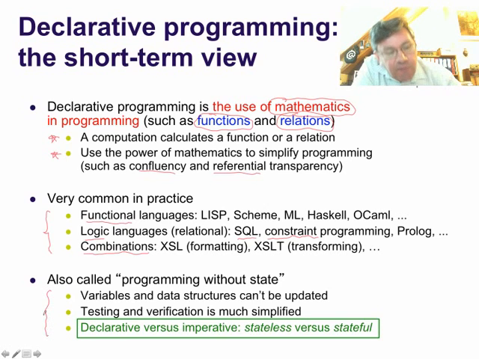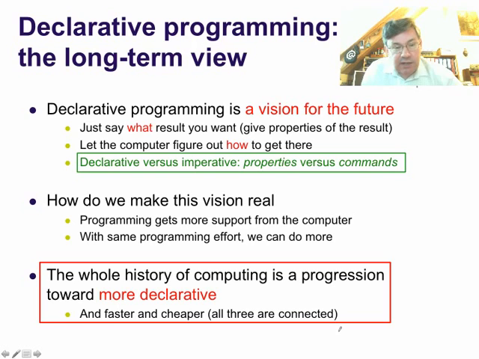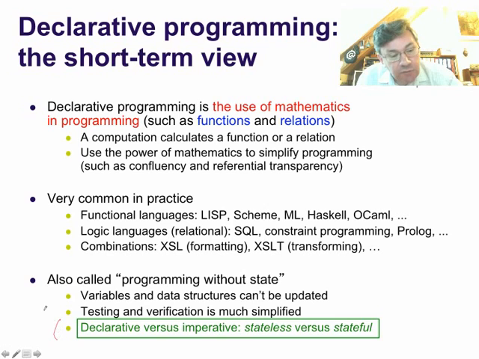This form of programming using mathematics is also called programming without state, where state is the ability to update or destructively assign data structures. So in this declarative approach, using mathematics, we don't update. We create an entity and keep it, which causes testing and verification to be much simplified. So in this way of looking at things, declarative versus imperative is stateless versus stateful. If you look back at the long-term view, declarative versus imperative is properties versus commands, whereas in the short-term view, declarative versus imperative is stateless versus stateful.